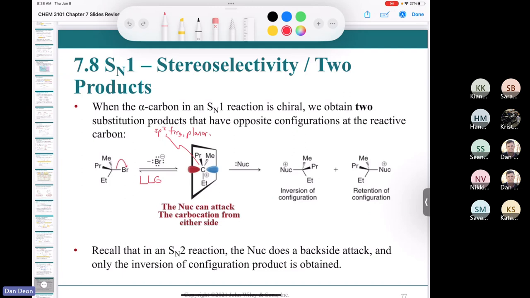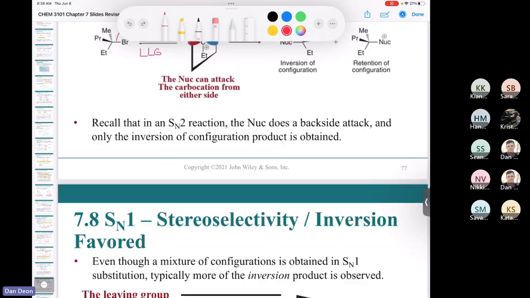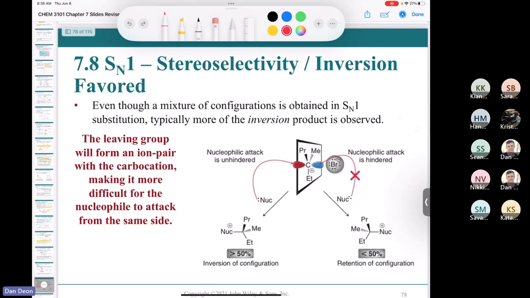And the answer is, in this class, we're going to assume that you do get a 50-50 mixture. But in fact, we don't. Oftentimes, we get a preference for the backside attack a little bit. And there's a reason for that, okay? Once the leaving group starts to leave, it's still kind of close to the carbocation, and so more nucleophiles can come in and attack from the back than from the front. So typically you get a little bit more of the inversion product than you do of the retention of configuration product, like the umbrella flipping in the wind.